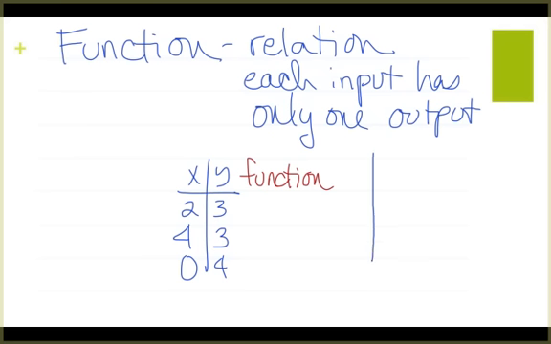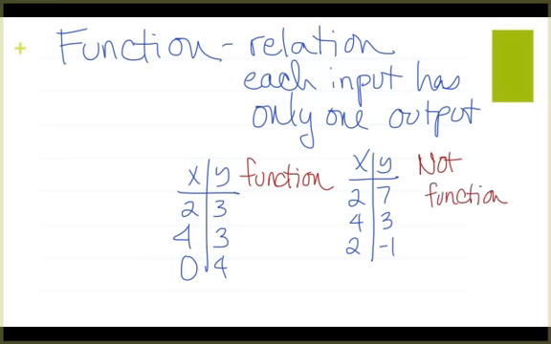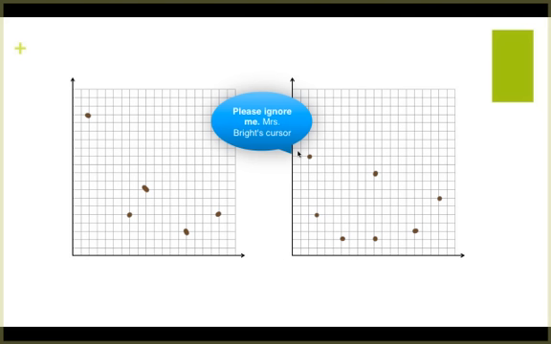This one will be your not a function example. If I have 2, 7, and 4, 3, and 2, negative 1, the reason this one is not a function is because of that 2 having two different values. I have a 2 with a negative 1 attached to it and a 2 with a 7 attached. So that makes it not a function. If I have an input, I can't tell which output it is. So that's not going to work. So some of my points don't really look like points, but I've got a couple different relations here.